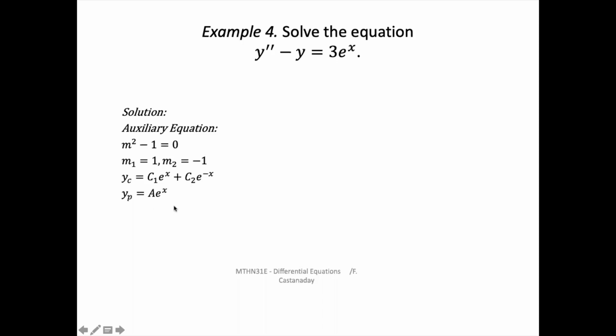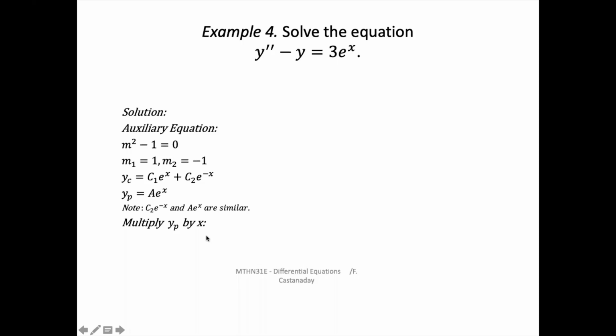The next step is for us to write y sub p, by analyzing the right member of the equation. Since we have e raised to x and it comes from a distinct real root, it should be a times e raised to x. Now, notice that c sub 2 e raised to minus x, and for y sub p you have a e raised to x. So they have similar terms. So for that, we are going to multiply y sub p by x.